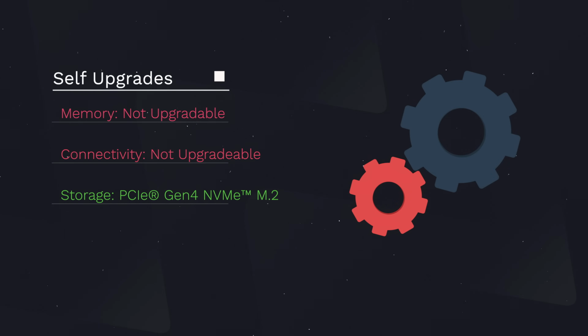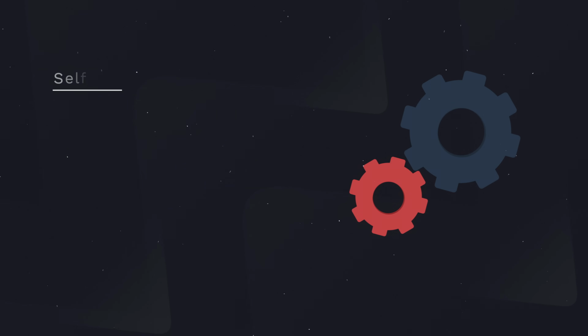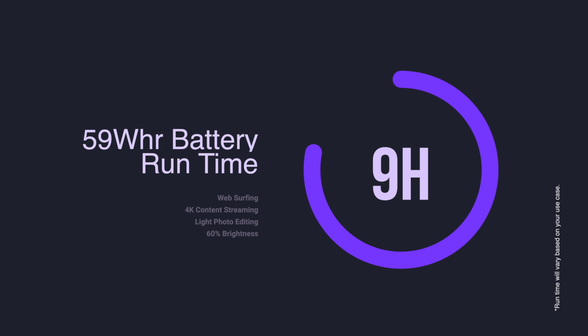The days of self-upgrade are mostly gone. Fortunately, you can still replace the existing M.2 drive with another 2280 drive over here if you so wish. RAM and connectivity modules are entirely soldered on board. You do get a rather small 59 watt hour battery, and despite the efficiencies of the AI5 processor, you can realistically expect a runtime just around 9 hours with a general productivity use case.